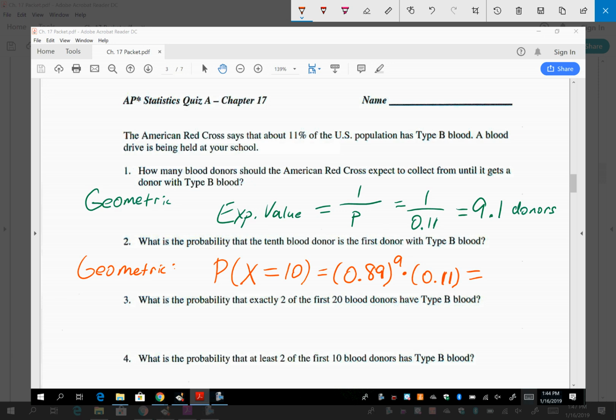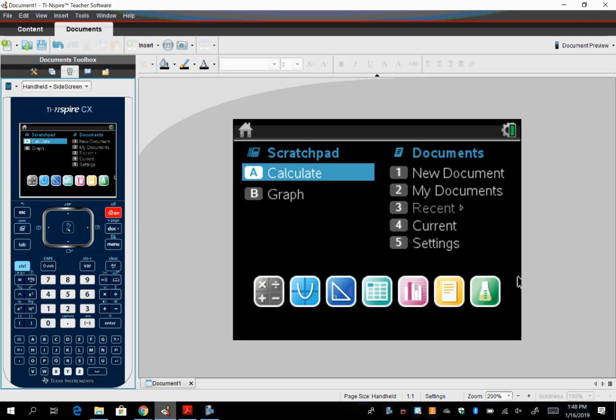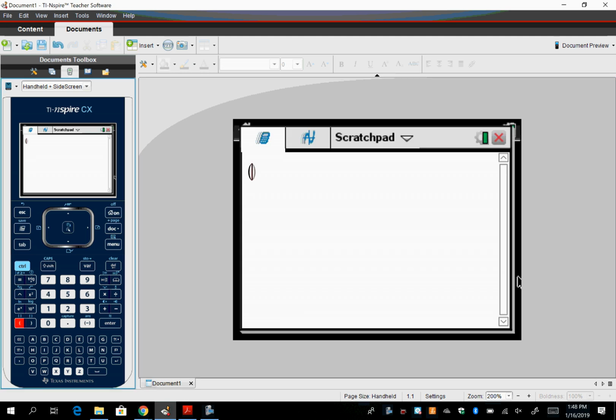0.04? 0.039? 0.038? Is it rounded to 9? Okay. So we're saying there's about a 4% chance that the 10th blood donor will be your first type B. Now let's move to the calculator. Can we move to the calculator, please? Excellent. So in the calculator, if you're doing this by hand, just a calculate page, letter A, I would have done 0.89 to the 9th power times 0.11. All right, so 0.039, it does.